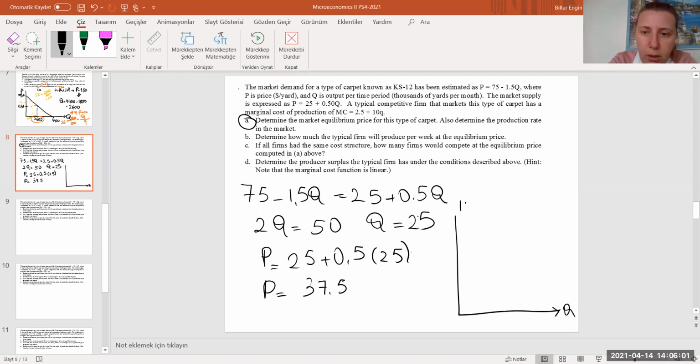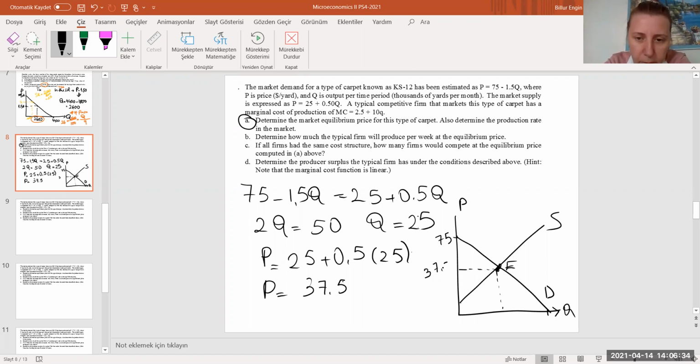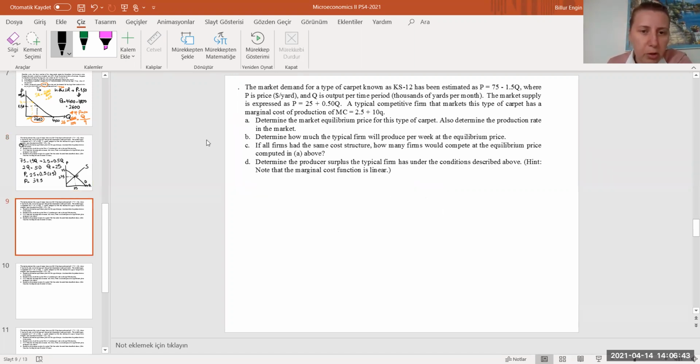Here Q and here P. If in the demand function Q is 0, P is 75, and if P is 0, Q is 75 over 1.5. That is the demand function. This is the supply function. And at equilibrium, at point E, let's say, the price is 37.5 and the Q is 25. Okay. That is the easy part of the question.